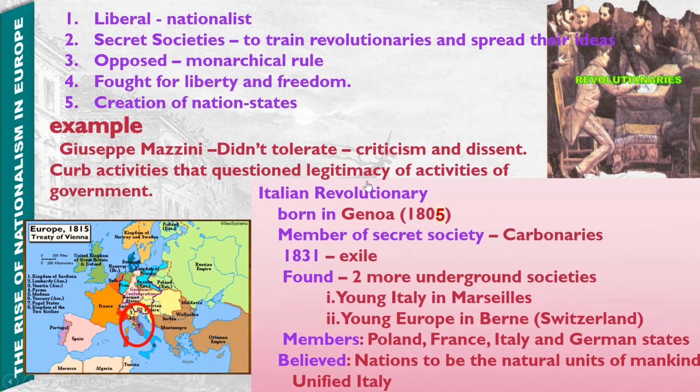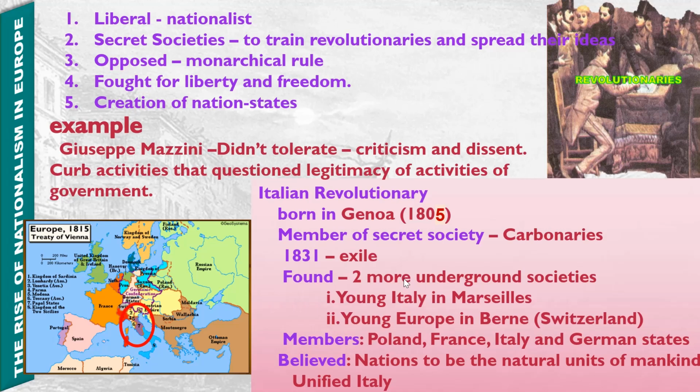To talk about Giuseppe Mazzini, he was an Italian revolutionary born in Geneva in 1805. Member of a secret society called the Carbonari. As a young man of 24, he was sent into exile in 1831 for attempting a revolution in Liguria. He subsequently founded two more underground societies, first Young Italy in Marseilles and then Young Europe in Berne, whose members were like-minded young men from Poland, France, Italy, and Germany.